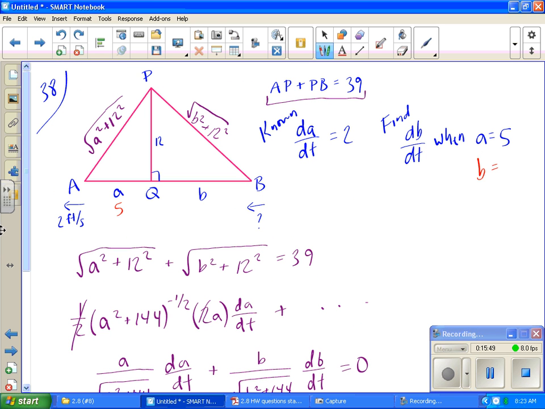So it looks like I am going to have to find b, so go ahead and find b. Okay, if this is 5 and this is 12, this is going to be what? Right here, 13. And if this is 13 and this full length is 39, what's this going to be here? 26. And if this is 26 and this is 12, what's this going to be here?